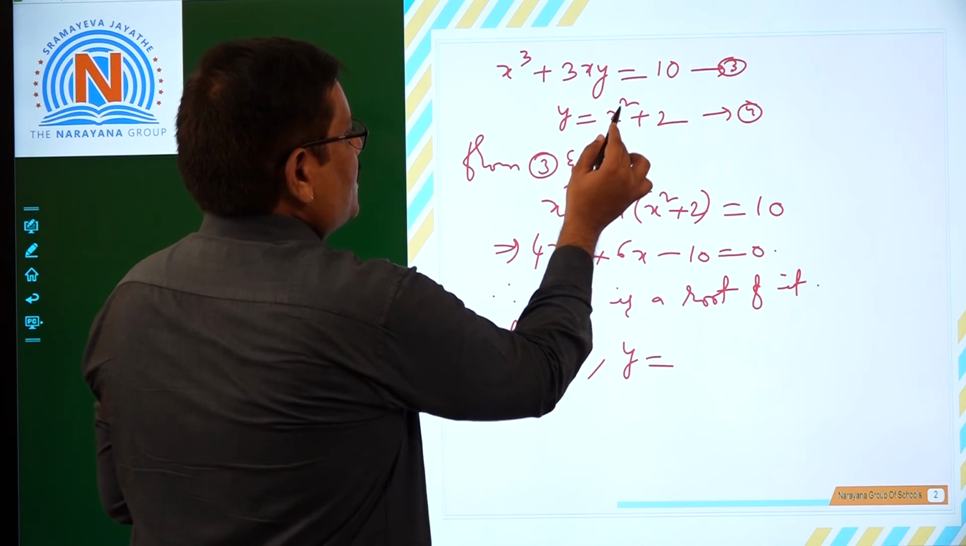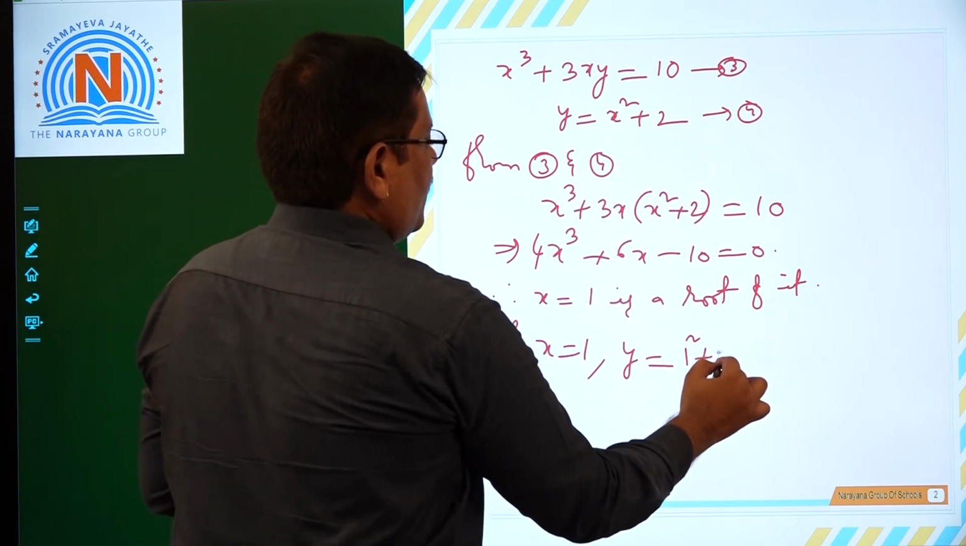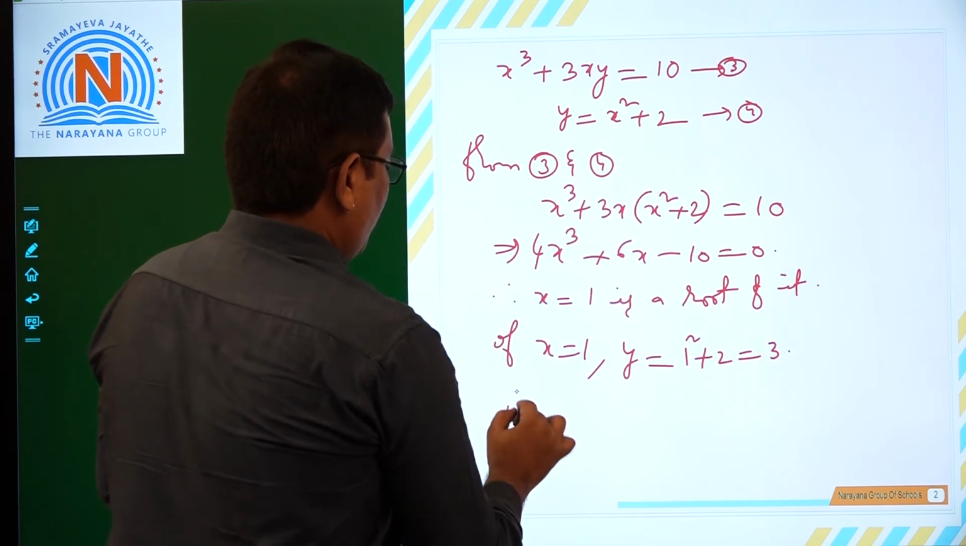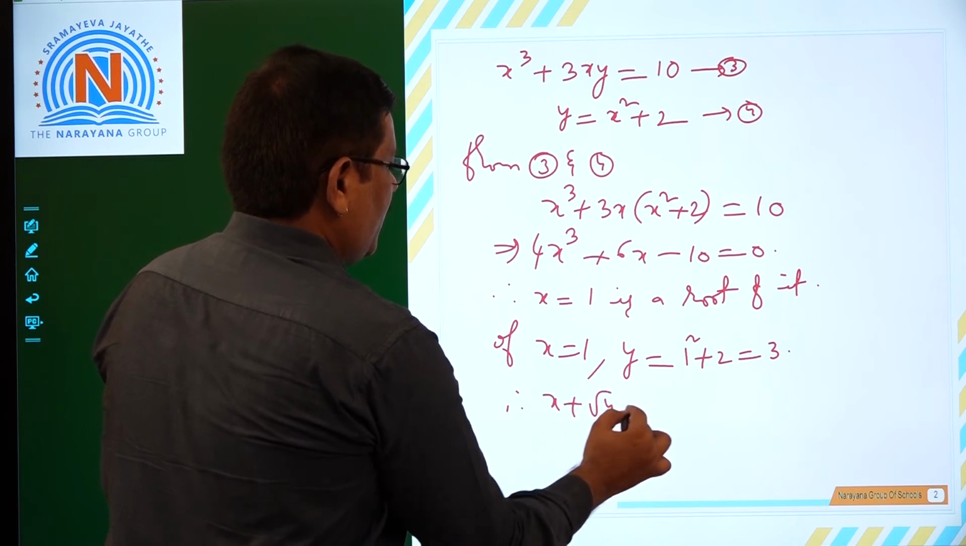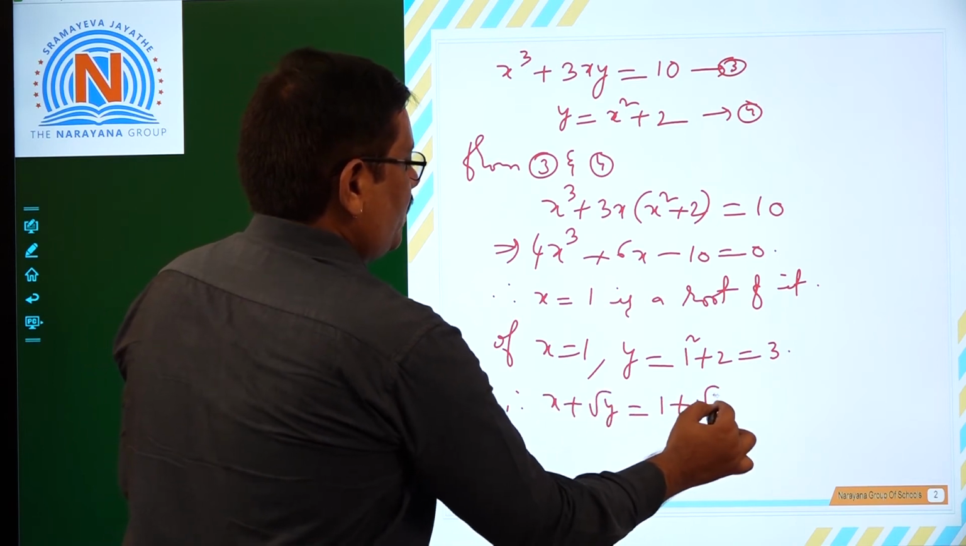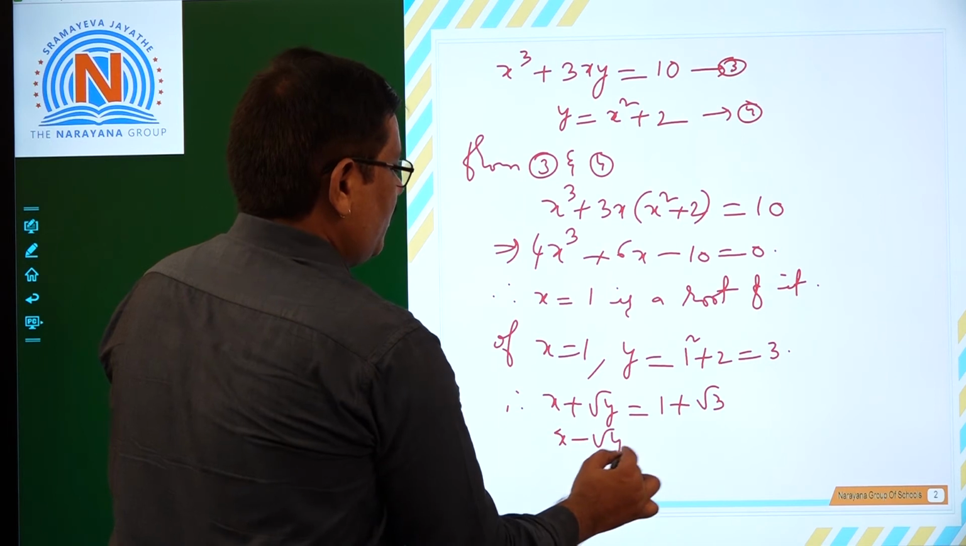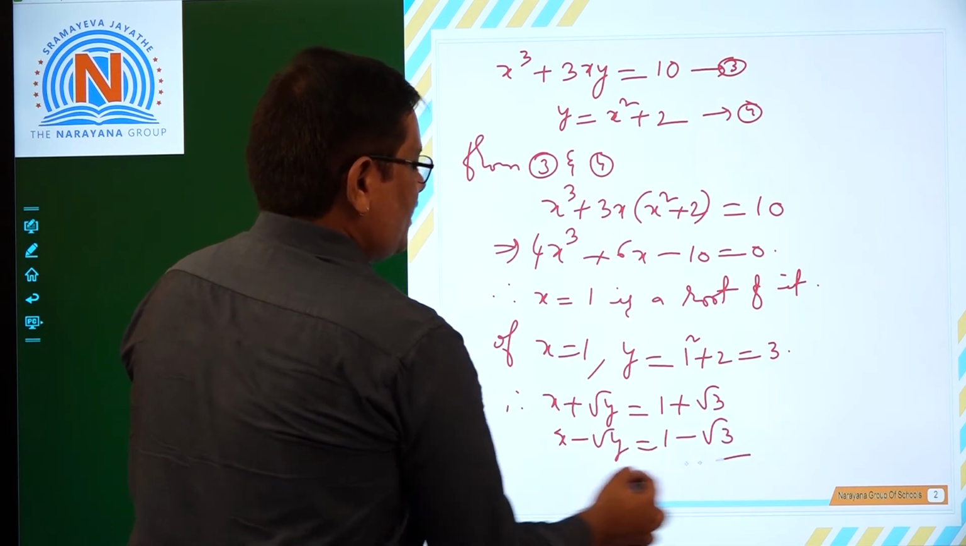If x is 1, what is y? Y is equal to 1 square plus 2. 1 square plus 2 is nothing but 3. Therefore, x plus root y is nothing but 1 plus root 3. X minus root y is nothing but 1 minus root 3. Sum of these two.